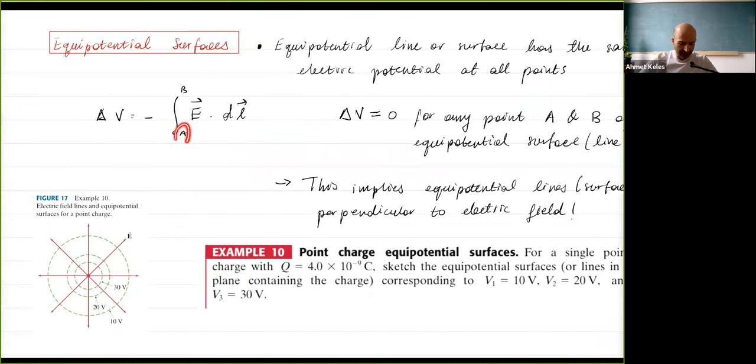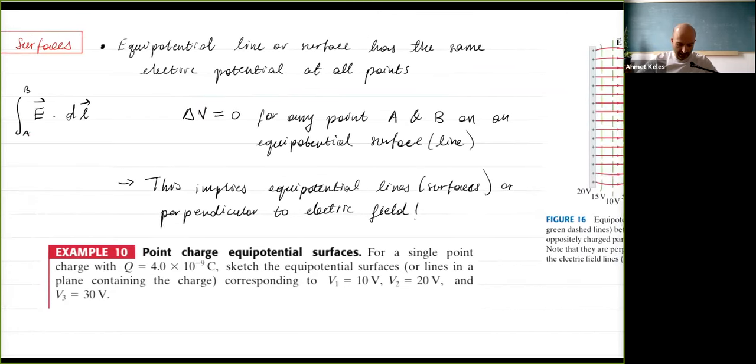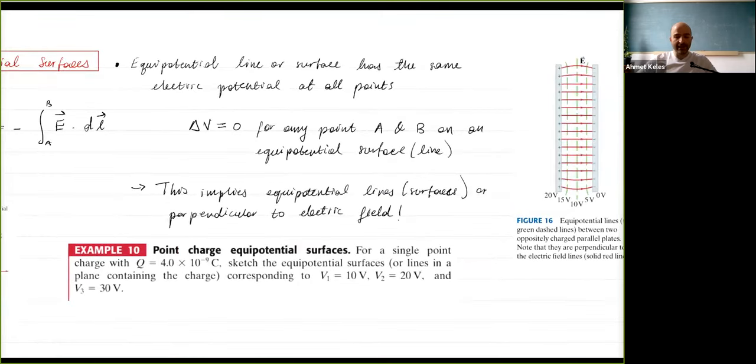And if A and B are on an equipotential surface or equipotential line, this whole thing should be 0 because delta V should be 0. Then if E is not 0, the only way this can be 0 is if the path you choose between A and B is perpendicular to the electric field. Okay? Then we get this important result: the equipotential lines or equipotential surfaces should be perpendicular to the electric field.